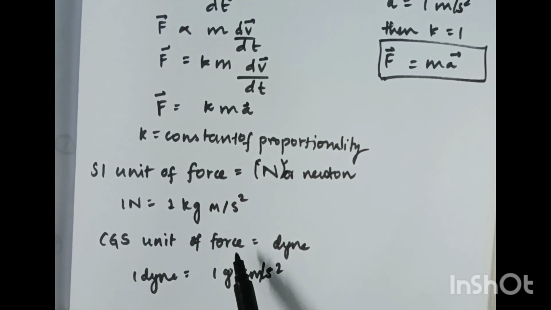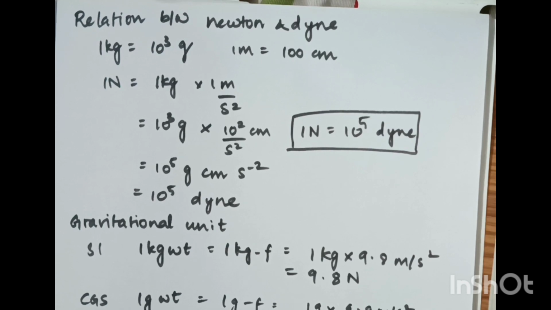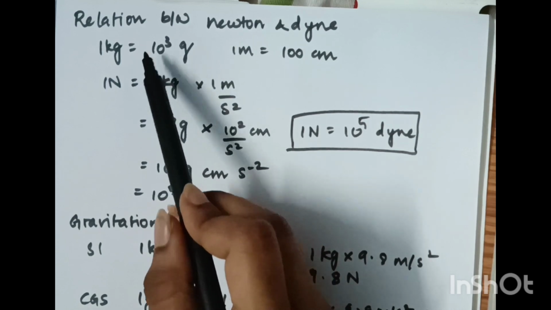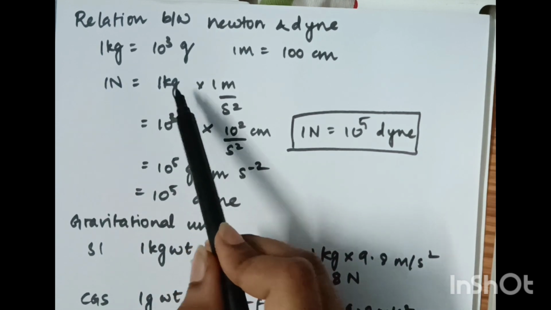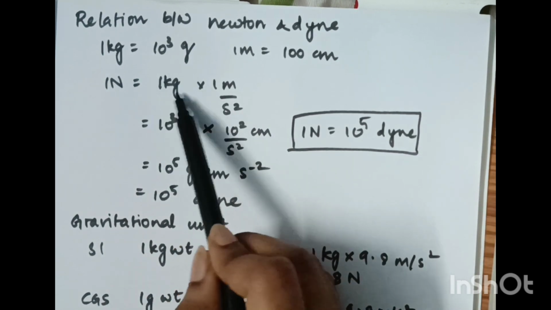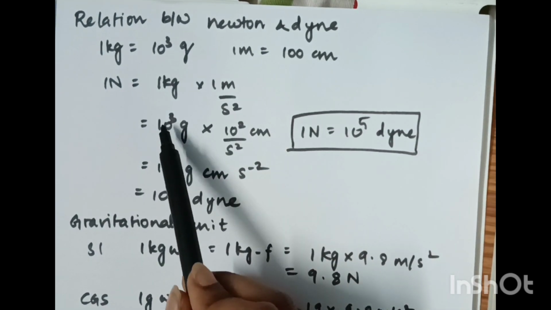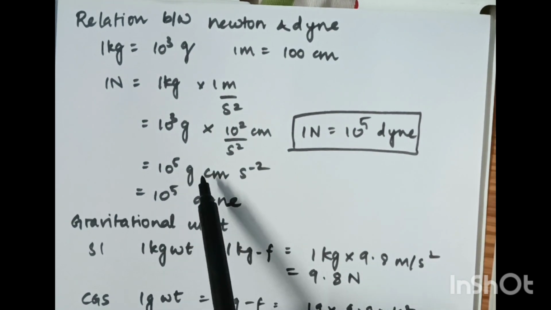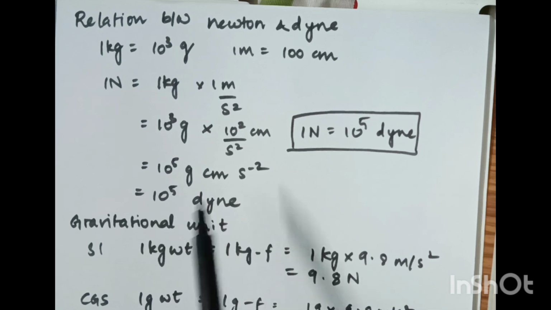What is the CGS unit? It is dyne. 1 dyne equals 1 gram centimeter per second square. Let us see the relation between Newton and dyne. 1 kilogram equals 10 cube grams, that is 1000 grams. 1 meter equals 100 centimeters. We know 1 Newton equals 1 kilogram meter per second square. 1 kilogram is 1000 grams, 1 meter is 100 centimeters per second square. So it is 10 power 5 gram centimeter per second square, and gram centimeter per second square is dyne. So 1 Newton equals 10 power 5 dyne.